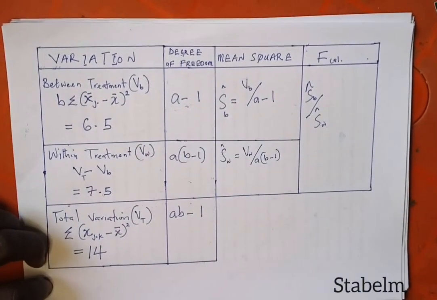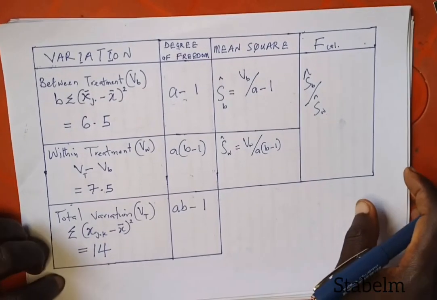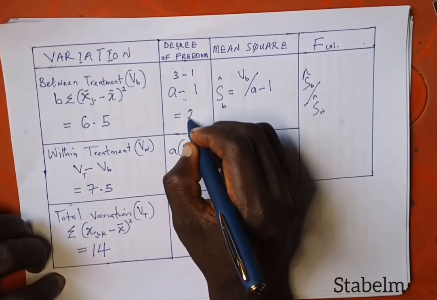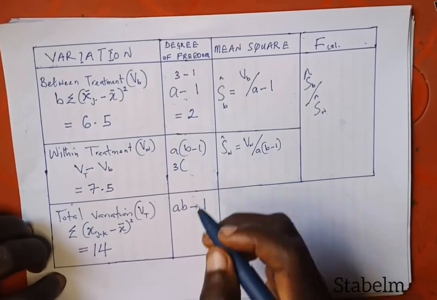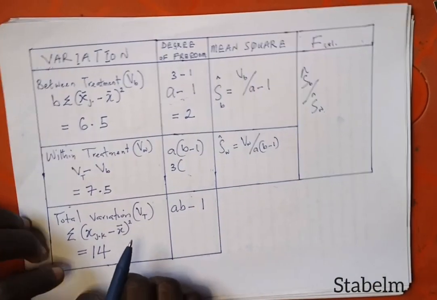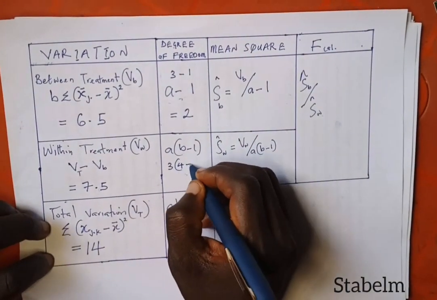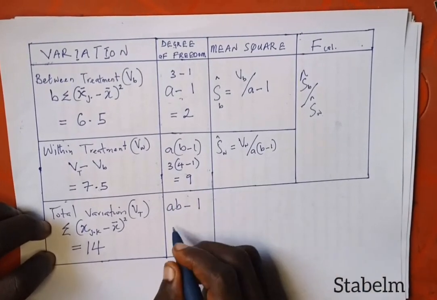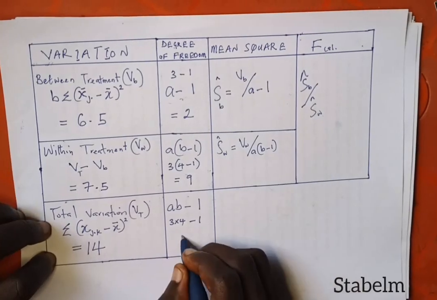Our A has been defined to be the number of treatments, and in this case we're treating 3 treatments. So here we're going to have 3 minus 1. Therefore A equals 2. Our B is the number of observations in each treatment, and the number of observations in each treatment here is 4. So we have 4 minus 1, which is 3. 3 times 3 is 9. AB minus 1, that is 3 times 4 minus 1. 3 times 4 is 12, minus 1, you have 11.